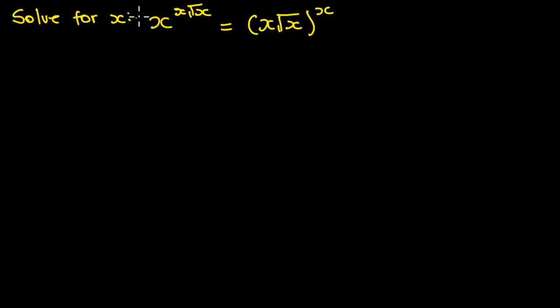In this video, we want to solve for x from this equation: x to the power x multiplying root x is equal to x multiplying root x all exponent x. So stay tuned and let's learn together.